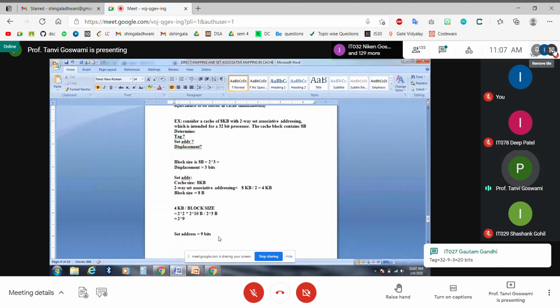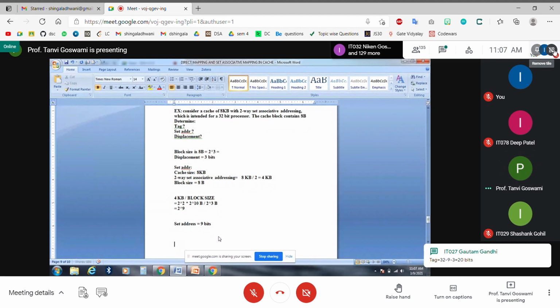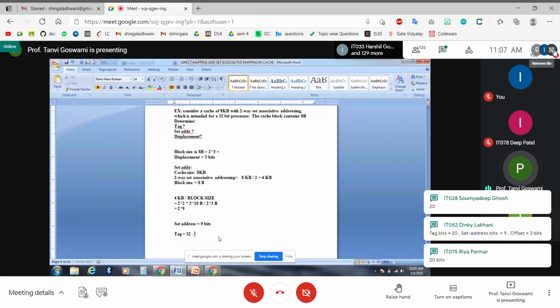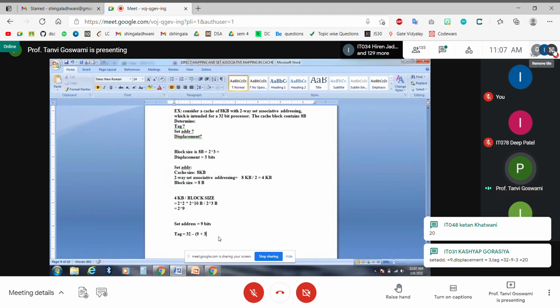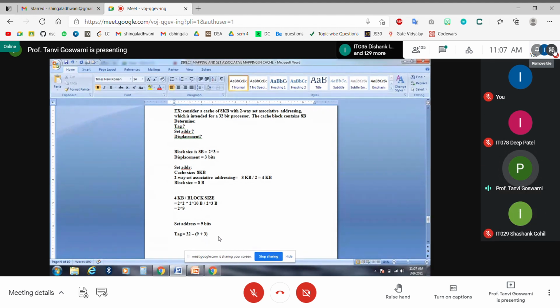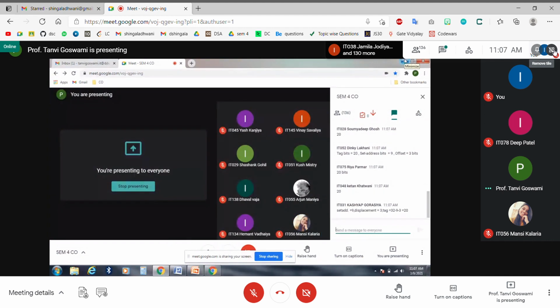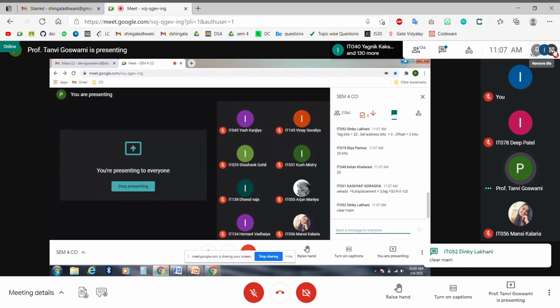So how many bits will be needed for the tag? What is remaining? Tag is equal to 32 bits, the standard size of the address, minus 9 bits for set address and 3 bits for displacement value. So we are having 20 bits for the tag. Okay, is it clear? Yes, Kashyap, you are right, very right. You people are so quick. Nice one.